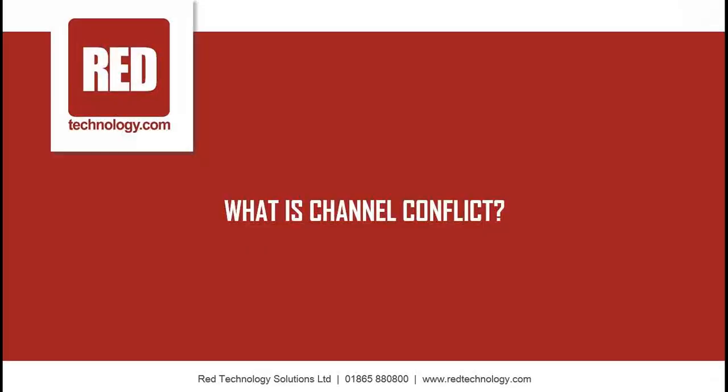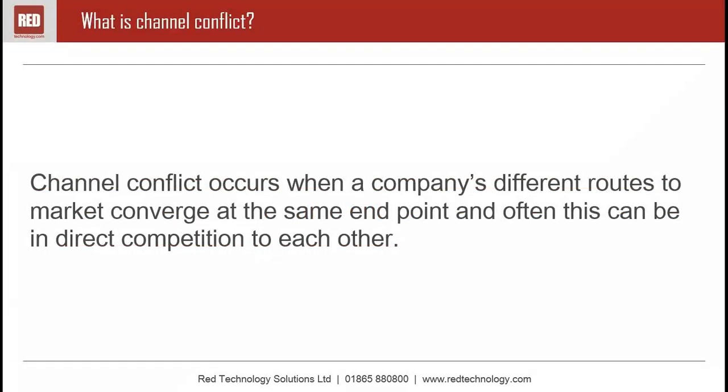So obviously we've got all the benefits, but what we're looking at here is that, with the introduction of e-commerce, and some of you who have already got e-commerce will find you're still in conflict anyway, what is this? How do we define it? So we tend to look at it in one particular way, which is: channel conflict occurs when a company's different routes to market converge at the same endpoint, and often this can be in direct competition with each other.